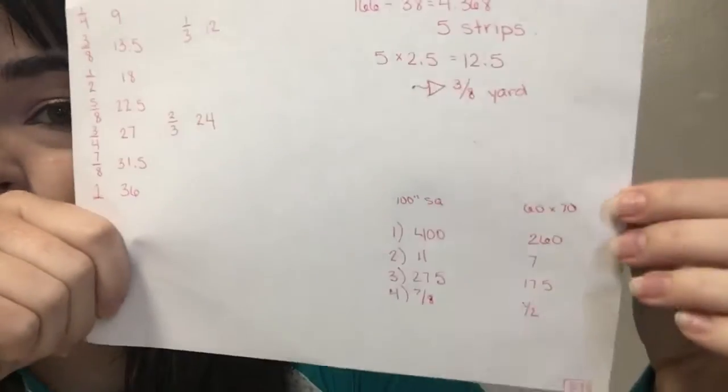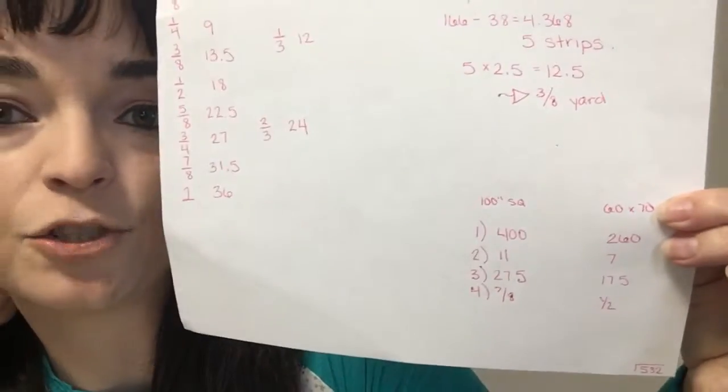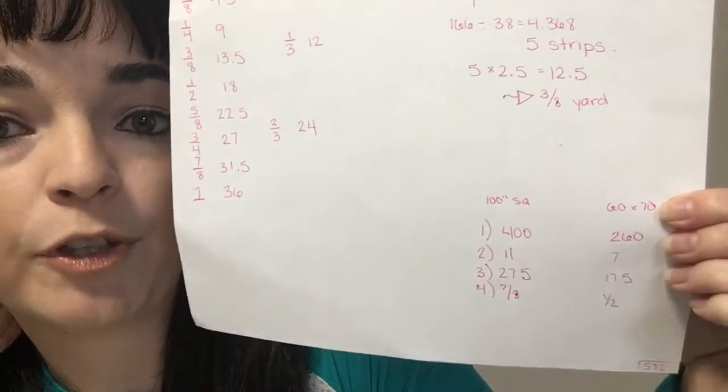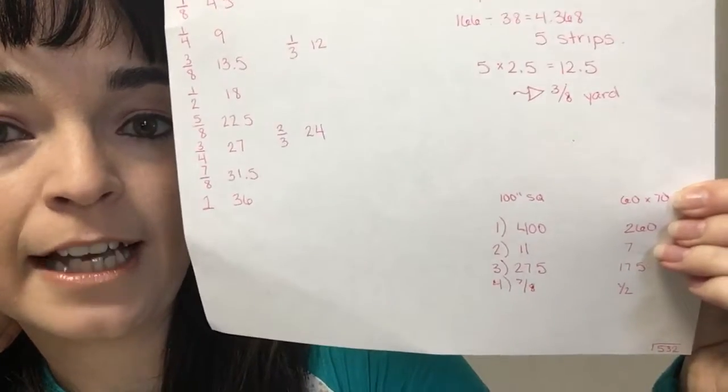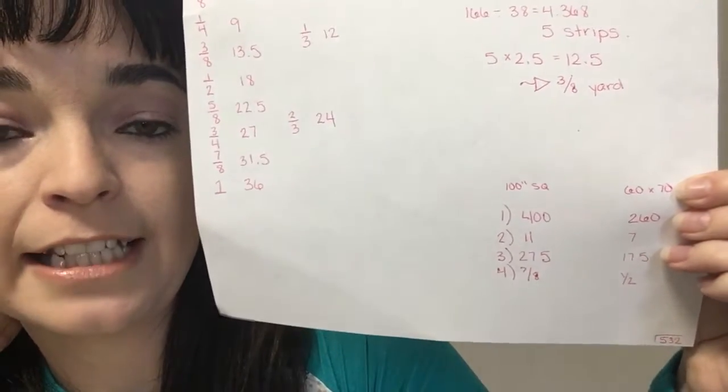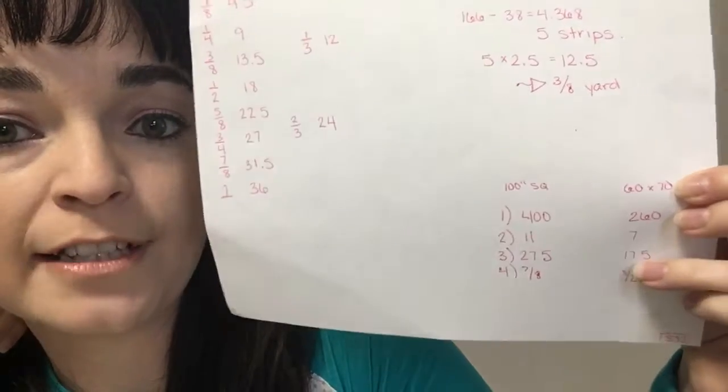Let's do it with some other numbers. If I have, where's my diagram? Oh, here. If I have a 60 by 70 inch quilt, I've done the math. The perimeter is 260. I need 7 strips at 2.5 inches is 17.5 inches, which is just under half a yard.